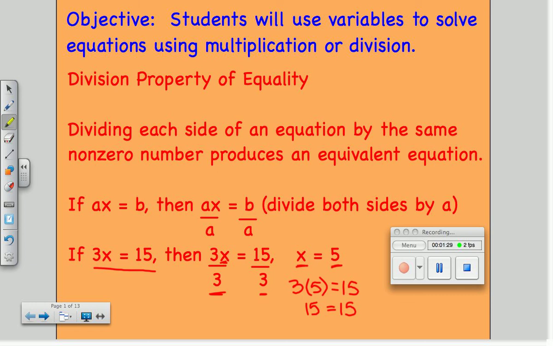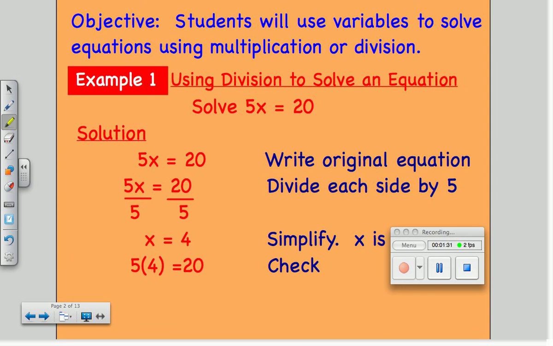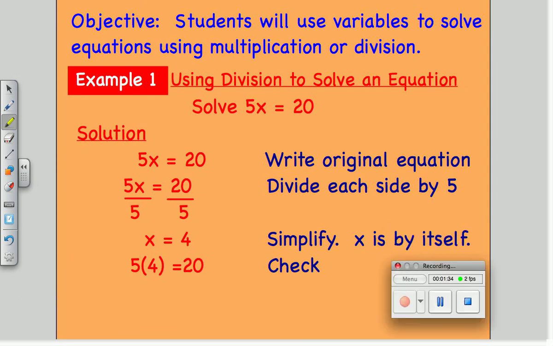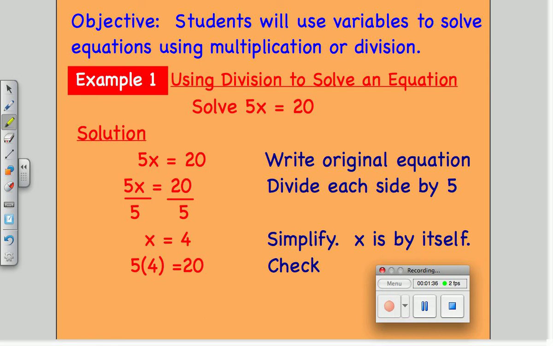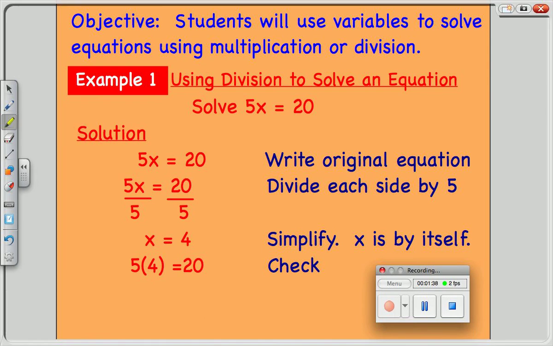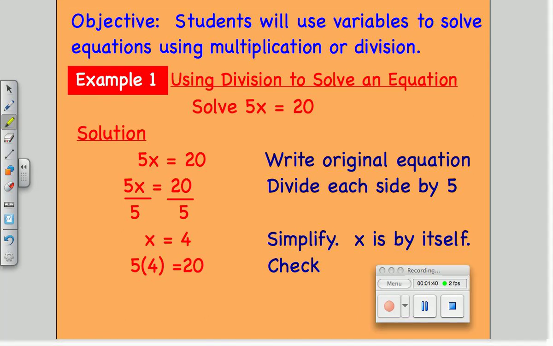Okay? Next slide. This you need to write, using division to solve an equation. So please make sure that you have your pen out and are writing. Hold on. Okay, here we go.